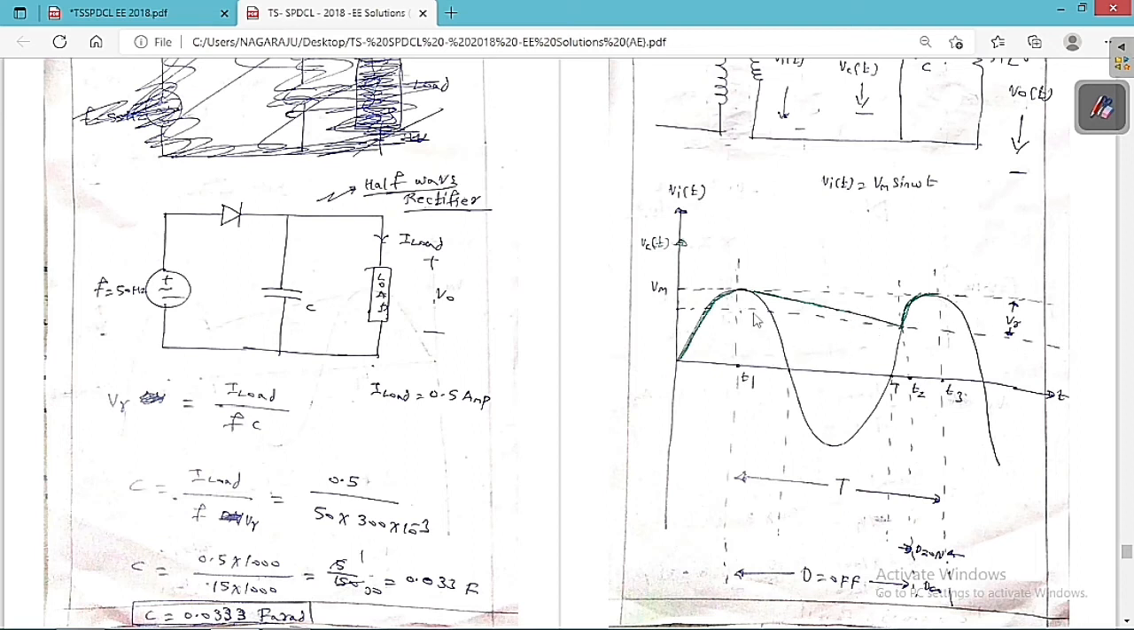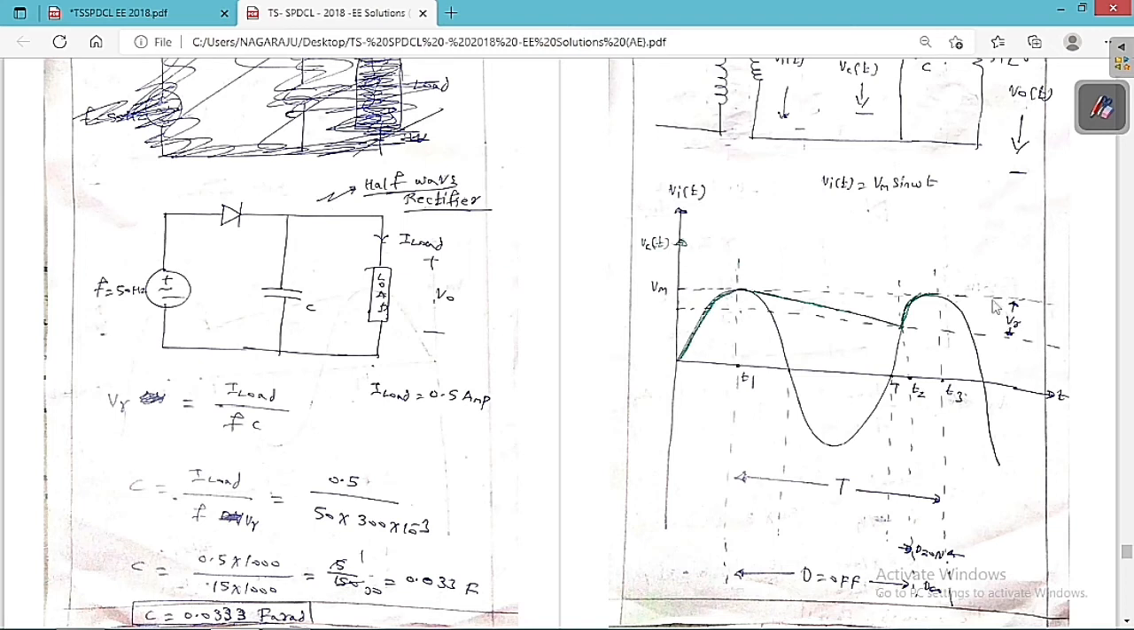So let me assume this is T1, this is T2 and this is T3. From T1 to T2, the diode is off, meaning the capacitor is discharging its energy to the load. From T2 to T3, the diode is on, so the capacitor is getting charged. If this peak to peak time is the period T, then T is the same for both the input voltage and the output voltage.